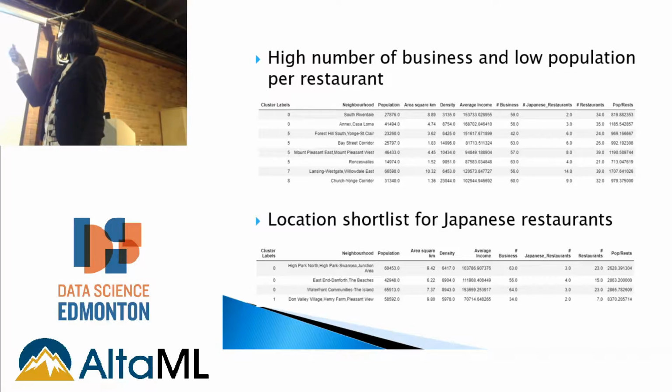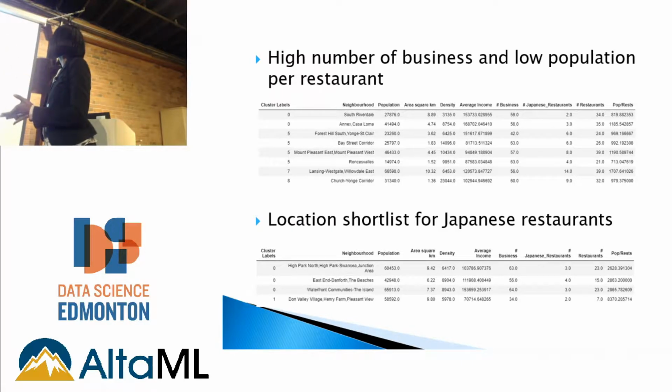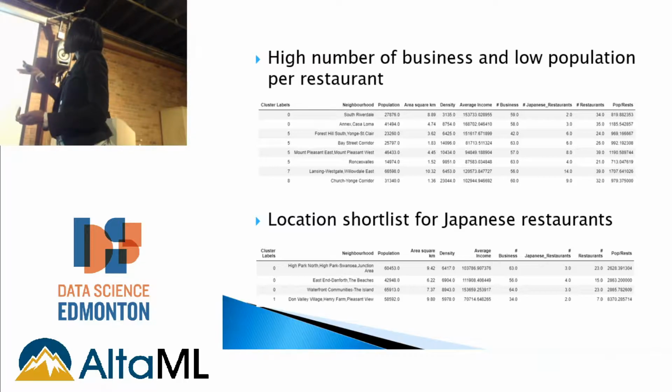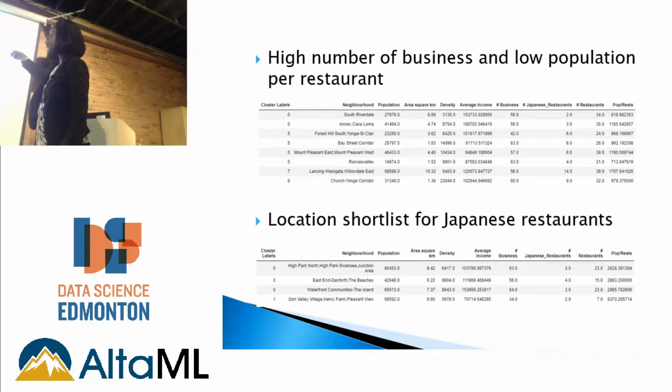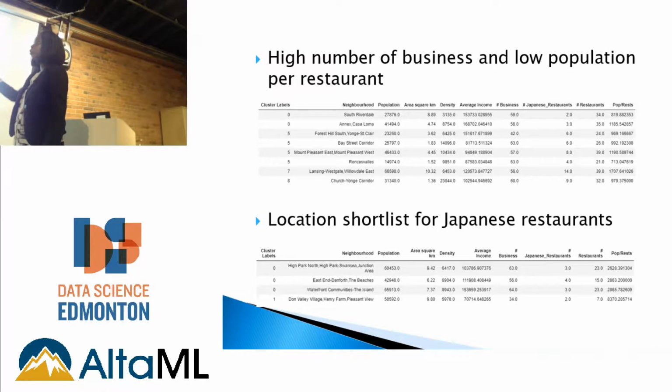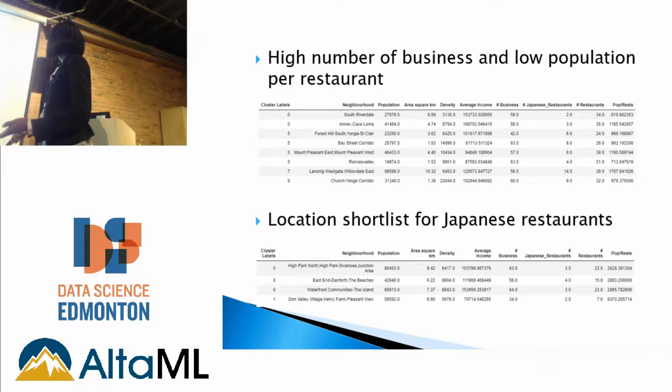So here at the top we have a list of locations that have a high number of business and therefore are more popular, people are going to them, and therefore they have high foot and car traffic. But the population per restaurant is lower, and therefore there's a lot of competition. Even the one which has a higher value, 1707, Lansing Westgate, has 14 Japanese restaurants already. So that's too much competition there.